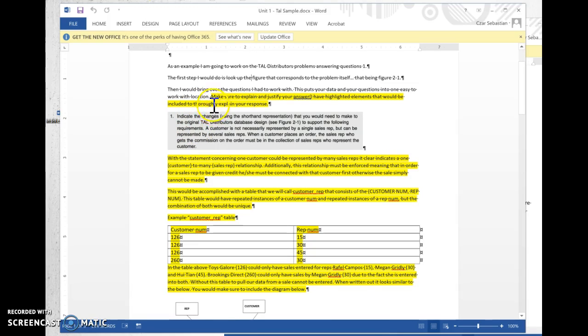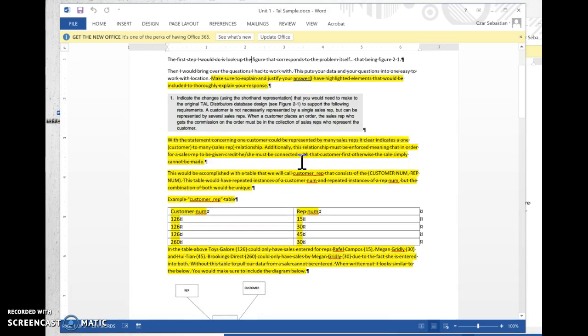So I read the question. Indicate the changes, using the shorthand representation, that you need to make to the original towel distributors database design, see figure 2-1, which we clipped down below, to support the following requirements. A customer is not necessarily represented by a single sales rep, but can be represented by several sales reps. When a customer places an order, the sales rep who gets the commission on the order must be in the collection of sales reps who represent the customer.